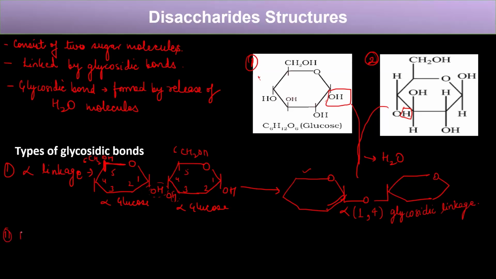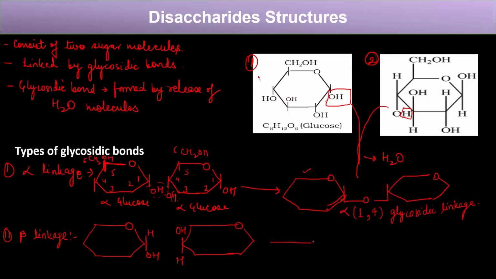The second, what do we have? We have beta linkage. Now, what do we have in the beta linkage? So in beta linkage, suppose this is any sugar molecule and it is looking something like this. It has OH, this is H. You have another sugar molecule and it is looking something like this. It has OH at the top, and this is H. So in this case, this hydroxyl group and this H won't participate in bond formation, but this OH and this H will participate in bond formation, and it will cause release of water. And the bond that will be formed will look something like this.